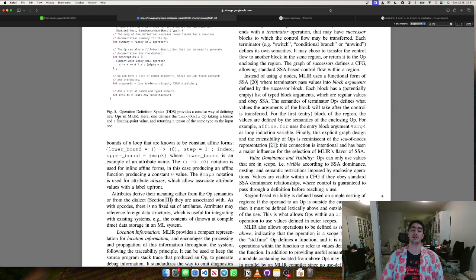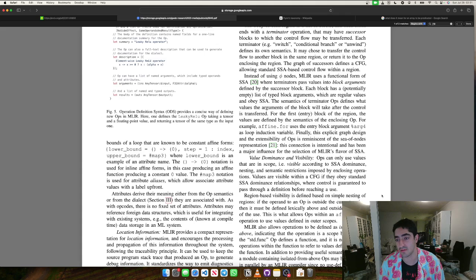Instead of using phi nodes, MLIR uses a functional form of SSA. I remember SSA, static single assignment, where terminators pass values into block arguments defined by the successor block. Each block has a potentially empty list of typed block arguments, which are regular values and obey SSA. The semantics of terminator operations define what values the arguments of the block will take after the control is transferred.